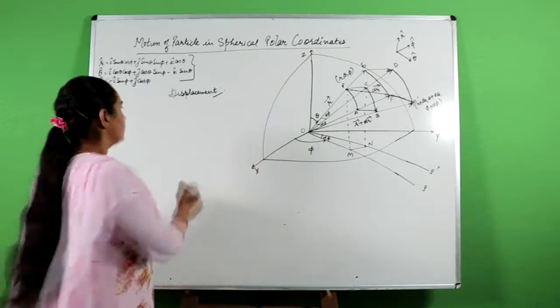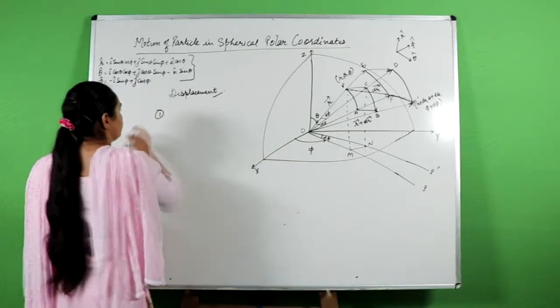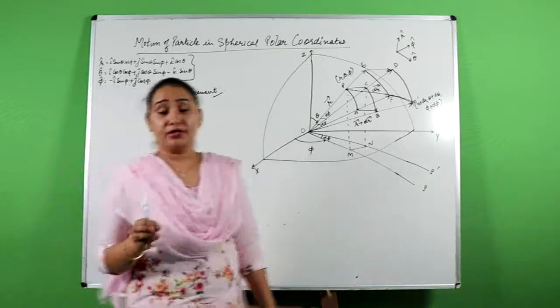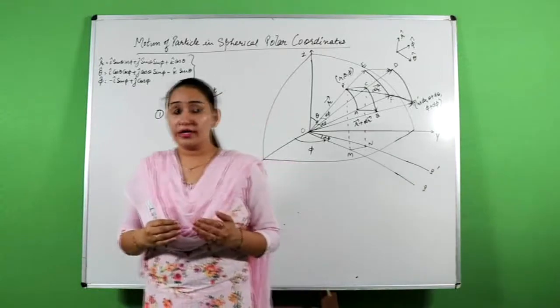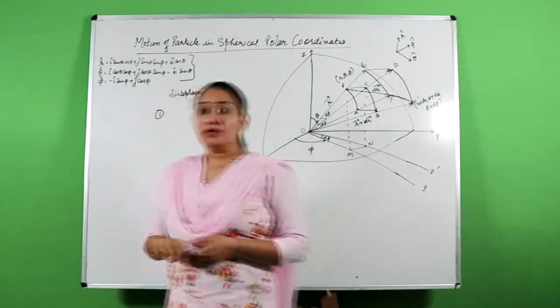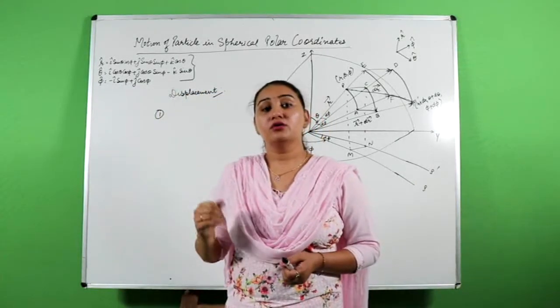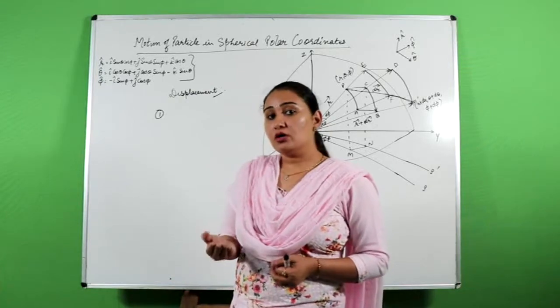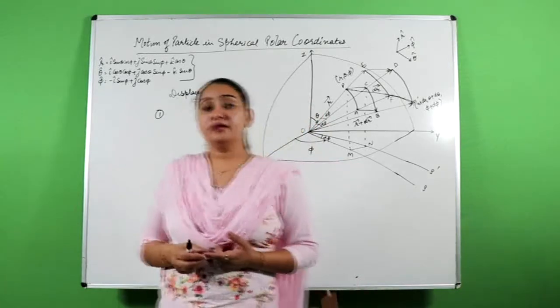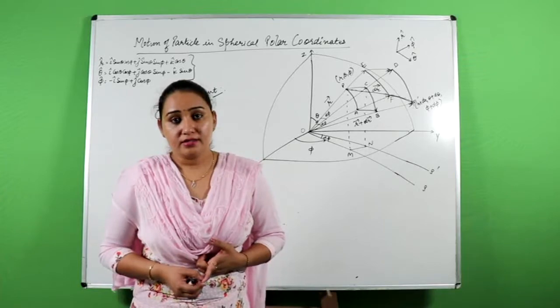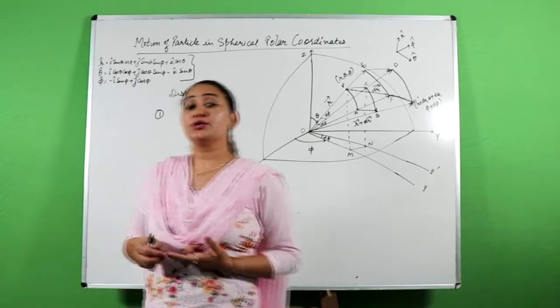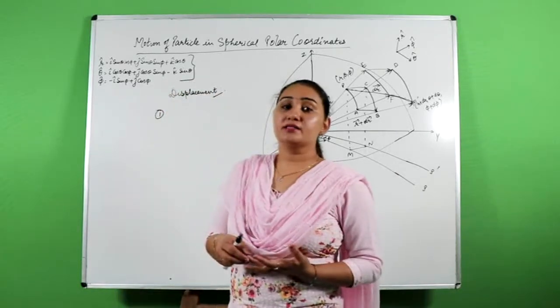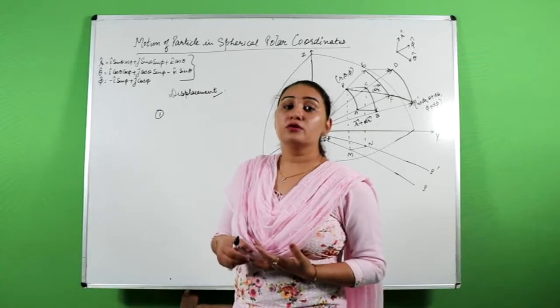First will be the displacement of which coordinate? R, when your theta and phi were constant. So first is displacement due to r, second is displacement due to theta, third is displacement due to phi.